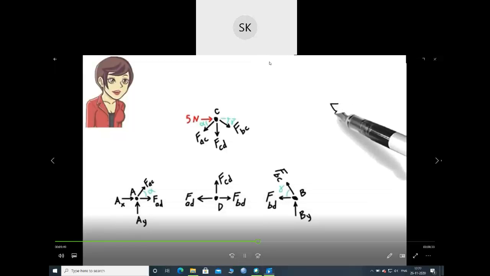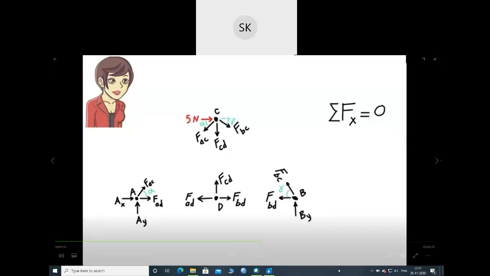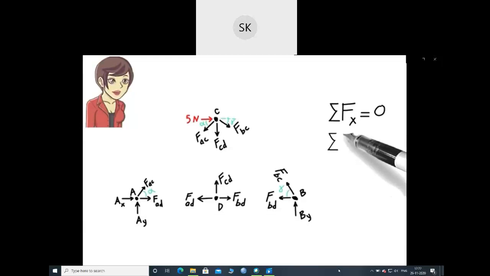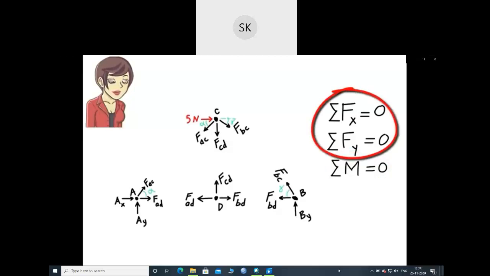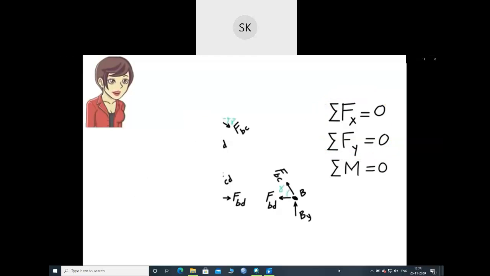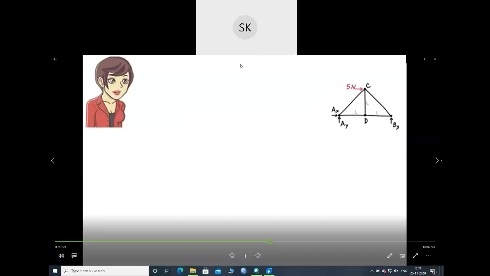At each joint, the sum of the forces in the x direction must be 0. Sum of the forces in the y direction must be 0. And the sum of the moments about the joint must be 0. Note that the moment equation is automatically satisfied since all the joint forces pass through the joint. So we only need to show that the other two equations are satisfied. Let's see how this works for joint A.